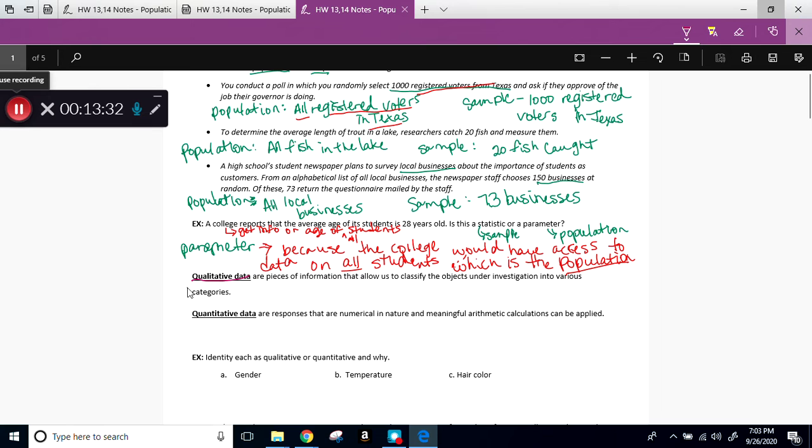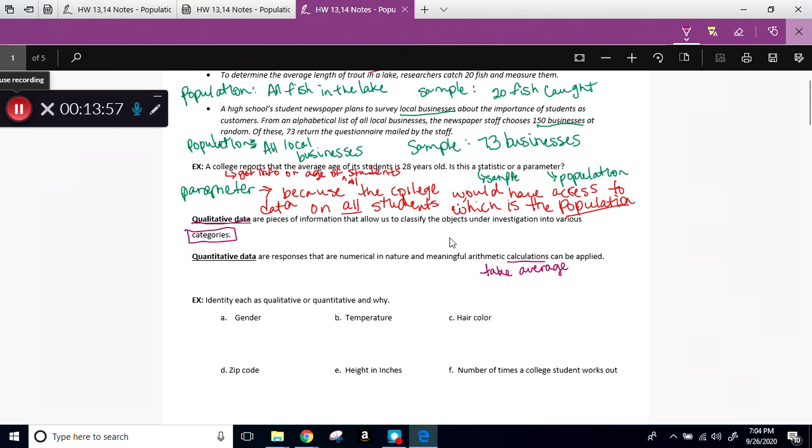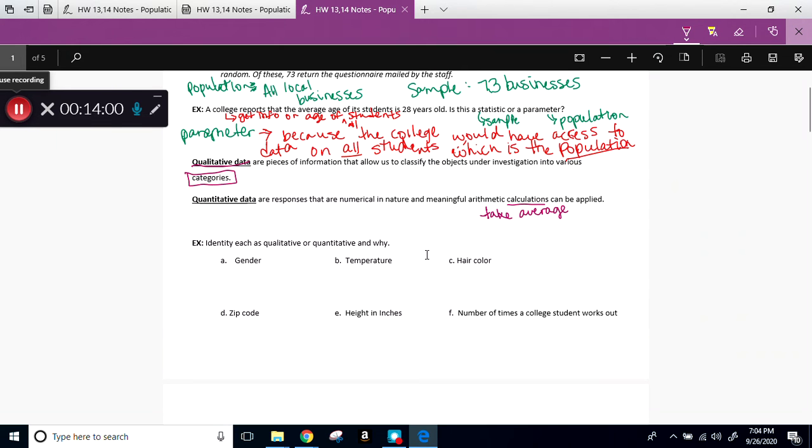So categories is important. And then quantitative deals with calculations, and sometimes it's something you can maybe take an average of. It has arithmetic calculations, but maybe even something you can take an average of. So let's look at these.